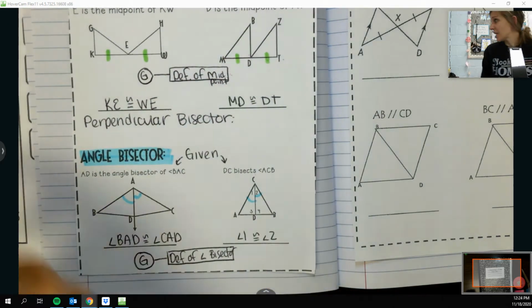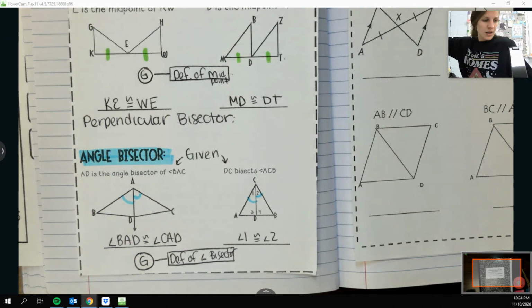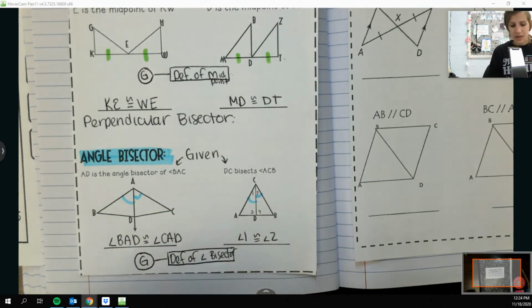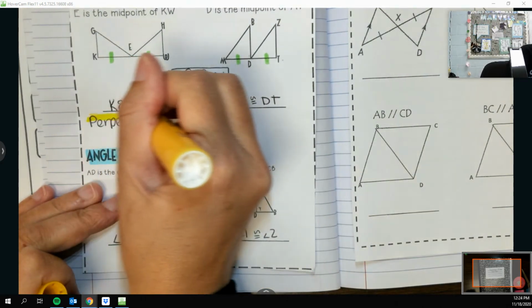And a perpendicular bisector is actually really nice. I thought I had, well, don't know where it is, but that's okay. I'm talking to myself. Don't worry about me.